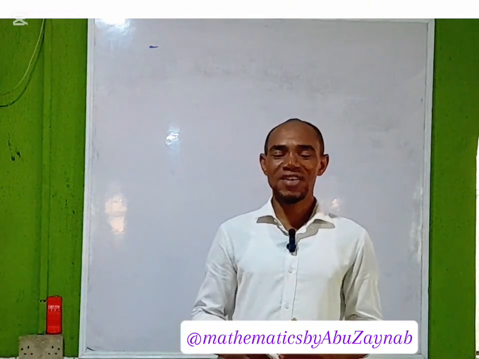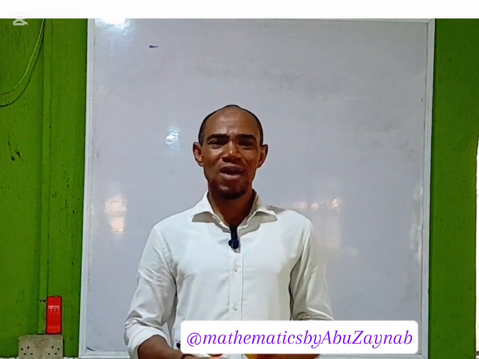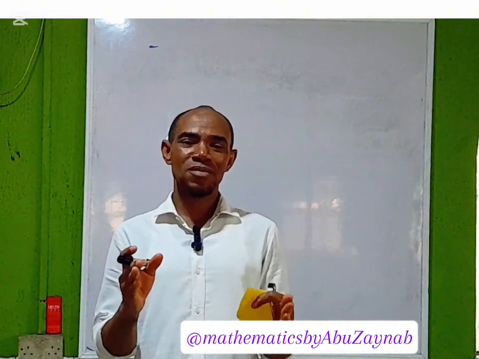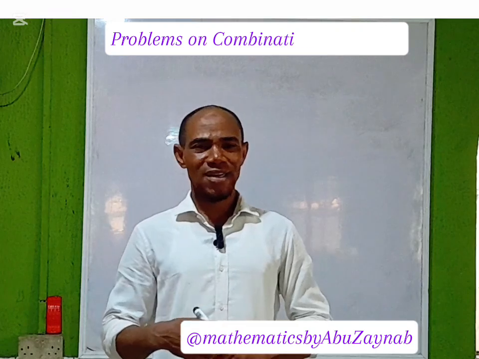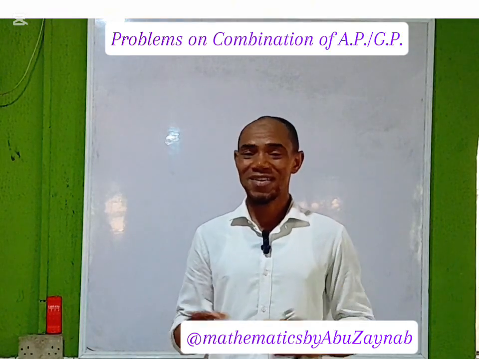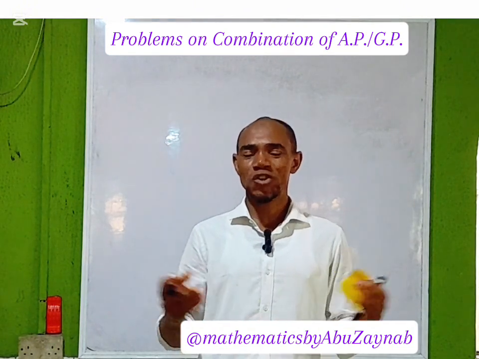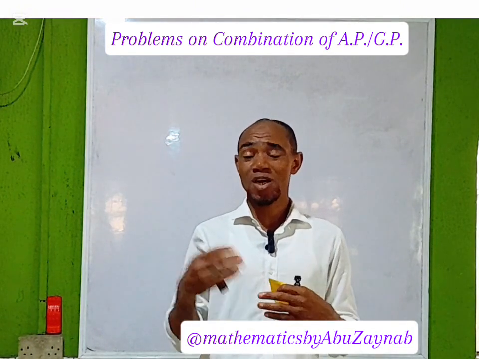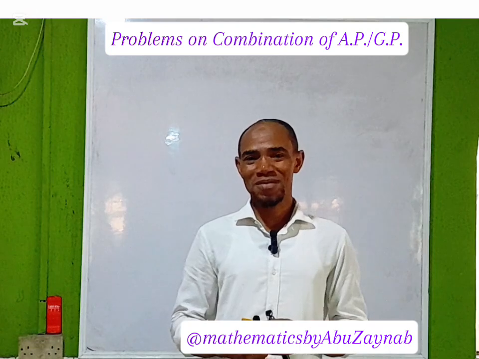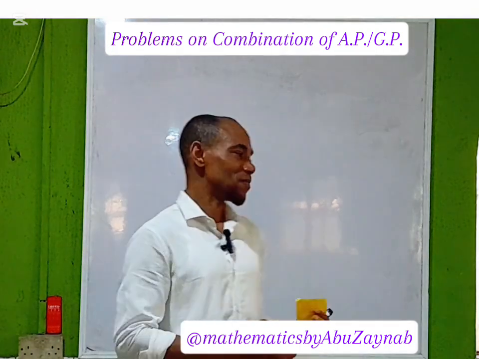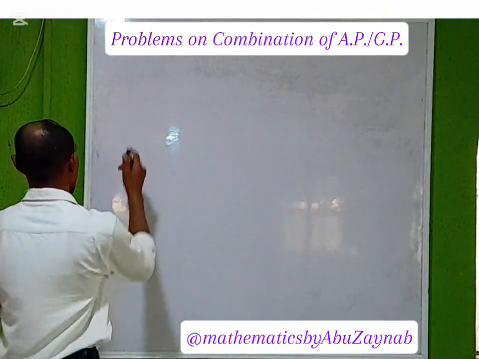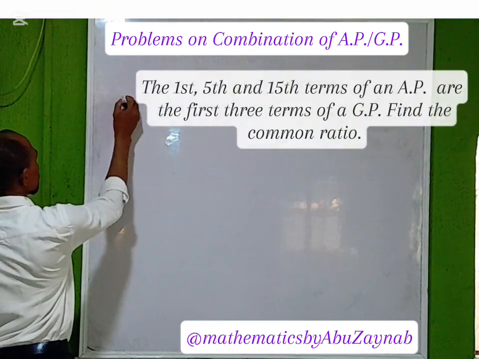What better way is there to learn the topic than to look at the possibility of merging the topic AP and GP? That exactly is the essence of today's lesson. So let's see how a question can be fashioned to incorporate both the concept of AP and GP. Let's have fun mathematically. So the question to help us do justice to that is as follows.